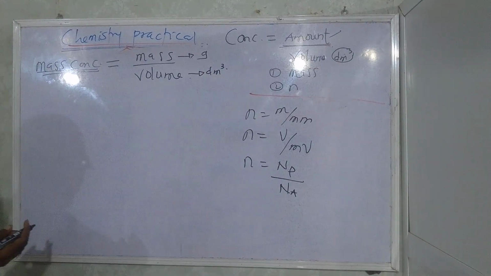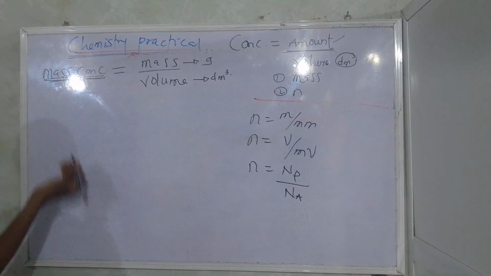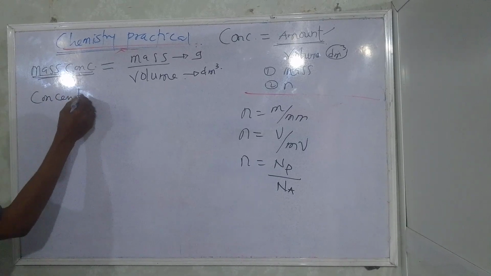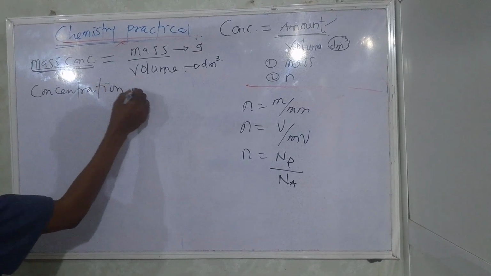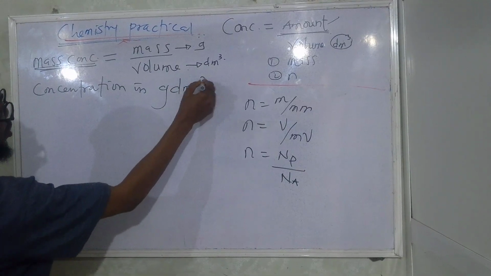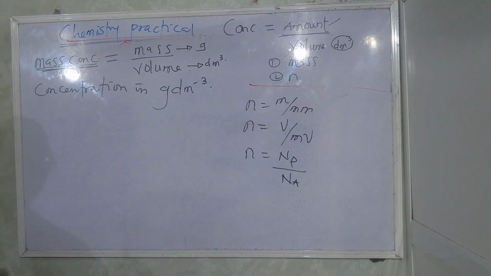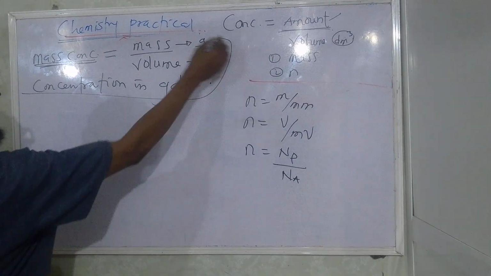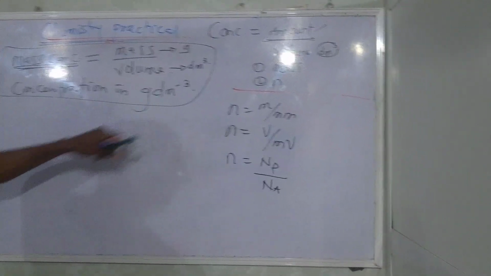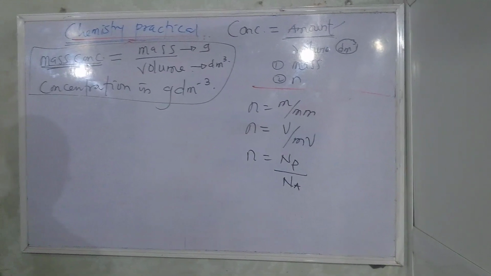So I can say that mass concentration is also known as concentration in gram per dm³. I think this should be clear to everyone. So these are the two names that we call mass concentration. Mass concentration can also be called concentration in gram per dm³.